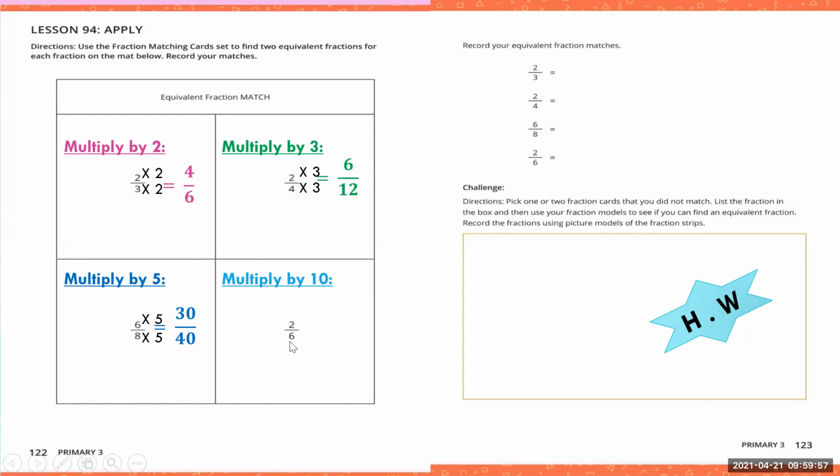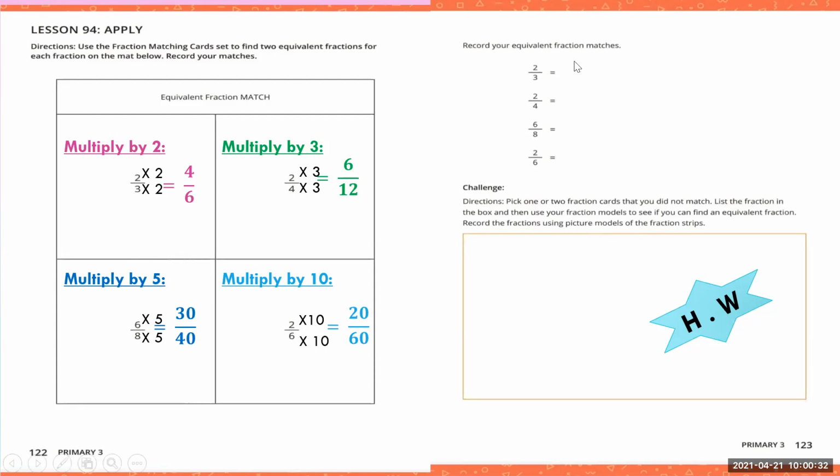Here, 2/6, I wanted to find the equivalent fraction. So I will multiply by 10. Multiply by 10 means I will multiply up and down with 10. So 2 times 10 and 6 times 10. 2 times 10 equals 20 and 6 times 10 equals 60. Okay now?